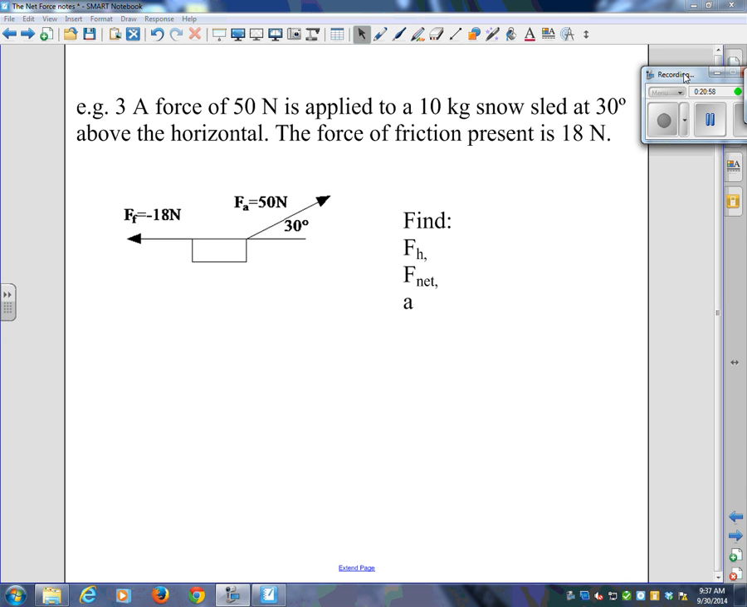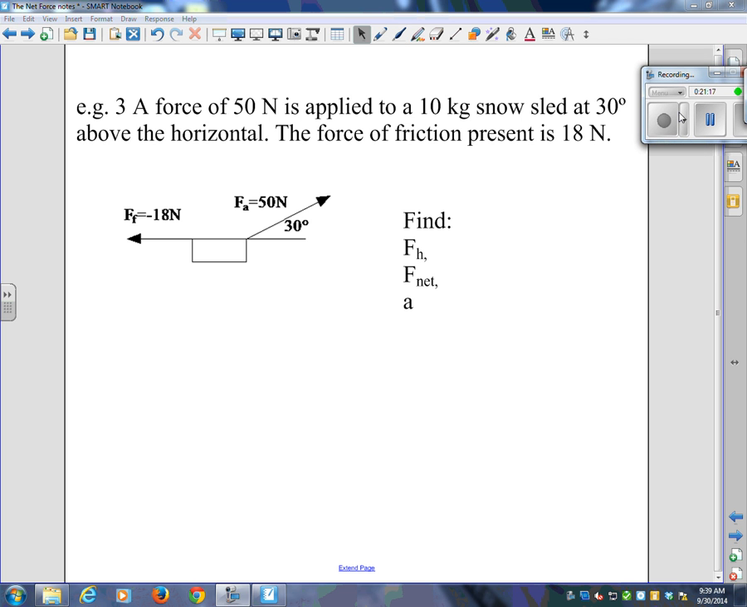Yeah, it's harder. There's an angle involved, right? Force of 50 newtons is applied to a 10 kilogram snow sled at 30 degrees above horizontal. The force of friction present is 18 newtons. Find the horizontal component. I gave you the steps, though. Find the horizontal component, find the net force, find the acceleration. I'll give you a moment.